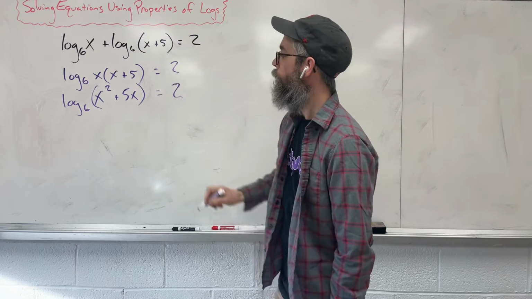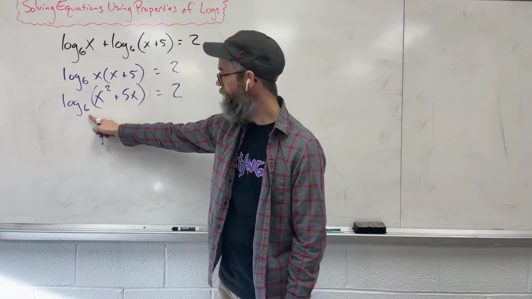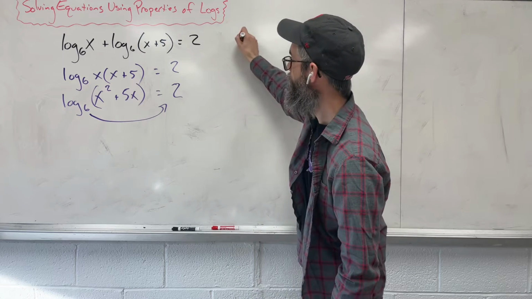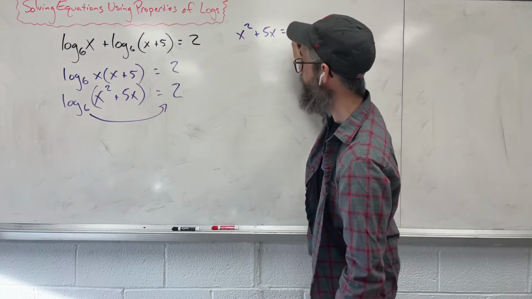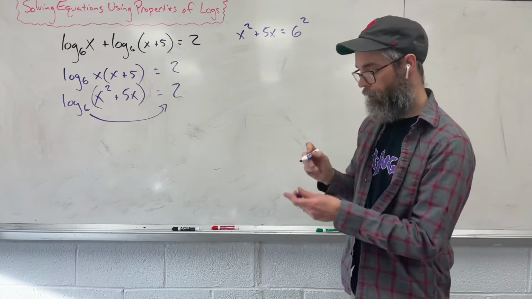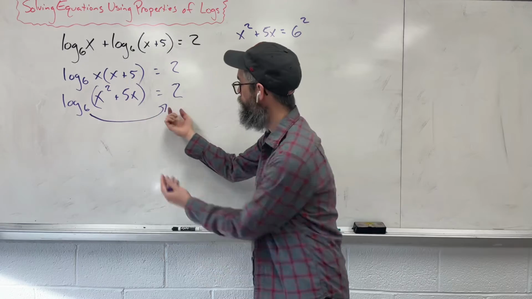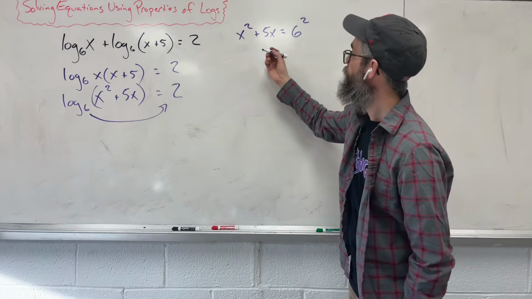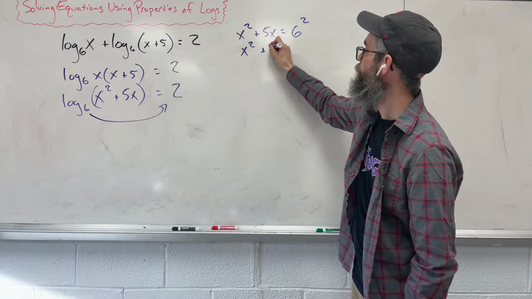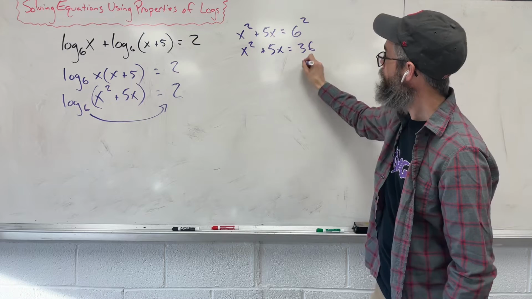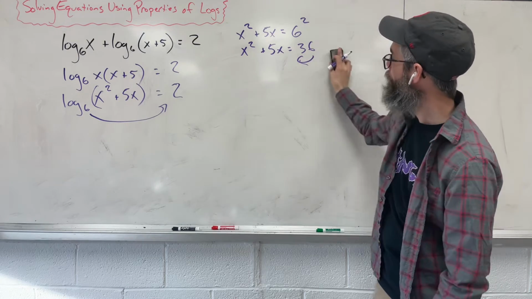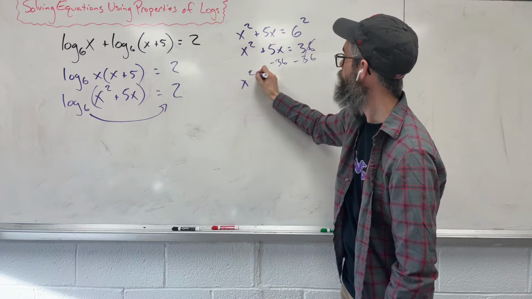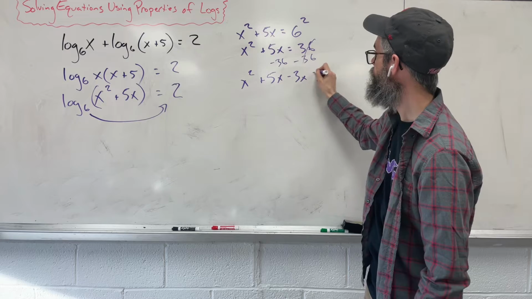Okay, so when we have this base 6, remember, we can move this over here and then rewrite our problem as x squared plus 5x equals 6 to that exponent of 2. So we're going to take this 6 and bring it over and push that 2 up into the air. 6 squared gives us 36, and then we want to move that 36 to the left side using inverse operations. Minus 36, goodbye: x squared plus 5x minus 36 equals 0.